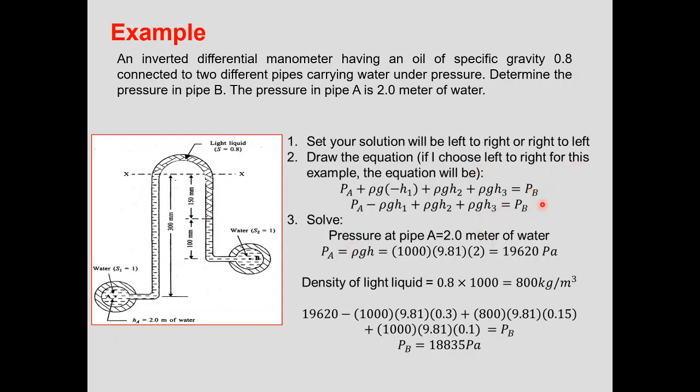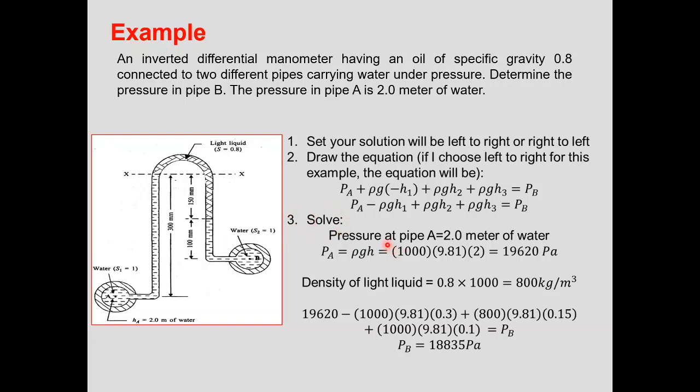Okay, as before, for this negative sign, we move it in front of the equation. Okay, it becomes PA minus rho g h1 plus rho g h2 plus rho g h3 equal to PB. The third step, solve the equation.